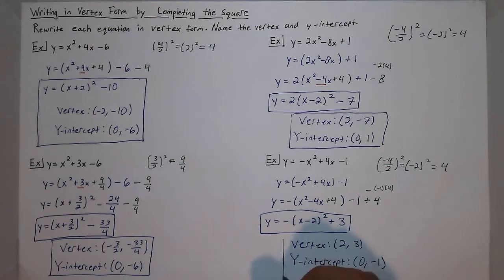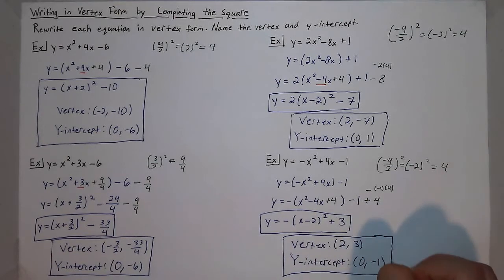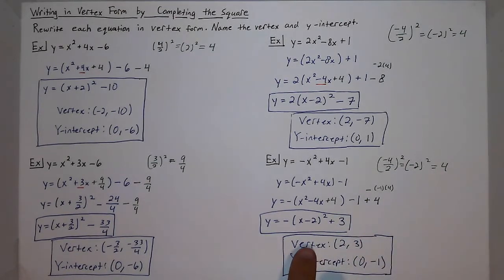And if you're wondering why I found the vertex and the y-intercept, if you remember our graphing lesson, as long as I have the vertex and the y-intercept, I can easily reflect that point across the axis of symmetry and easily graph the quadratic. And that is how you write in vertex form by completing the square.